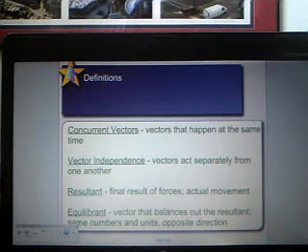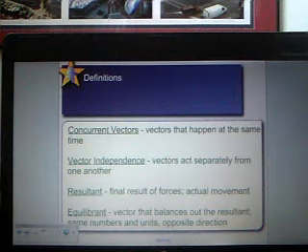Concurrent vectors, of course, as the definition says, are vectors that happen at the exact same time. There is also a concept of vector independence, which means that even though we have vectors that are acting at exactly the same time, we can look at them separately and individually, and we can figure out exactly what was going on just by looking at them separately in the whole entire situation. And I'll have an actual thing that I'm going to ask you to do here in a few seconds. Let me finish with the definitions first.